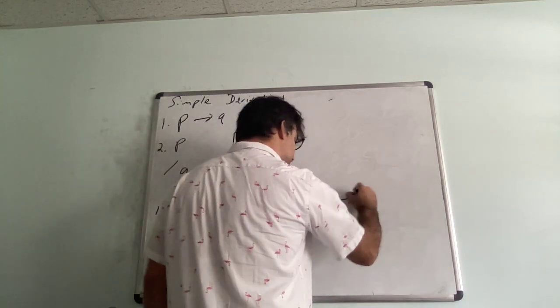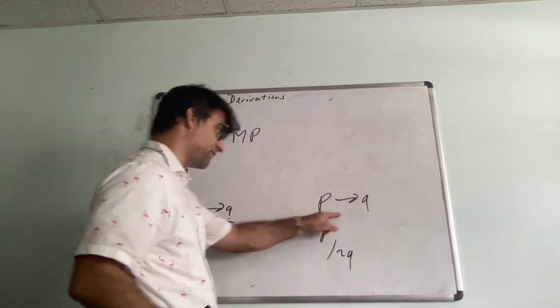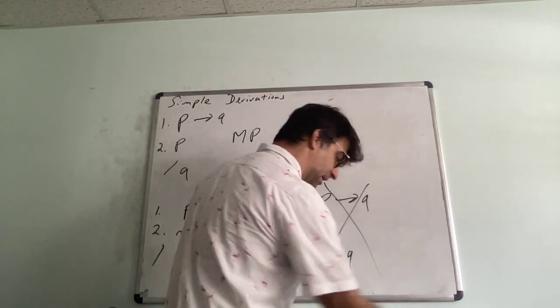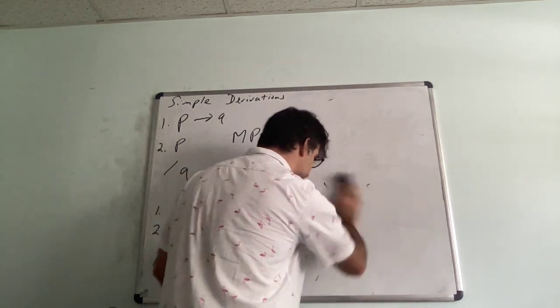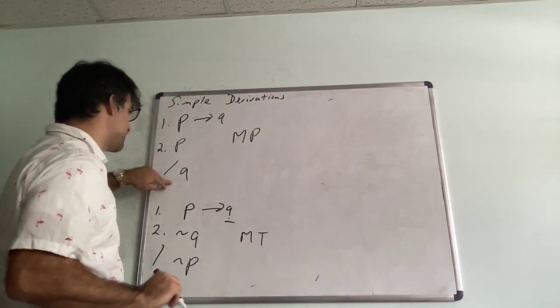You don't want to do this: P arrow Q, not P, therefore not Q. That's invalid, right? If Ann is here, then Bob is here. Ann's not here, therefore Bob is here is a bad argument. Very bad argument. Okay, right? If Ann is here, then Bob is here. Ann is here, therefore Bob is here.